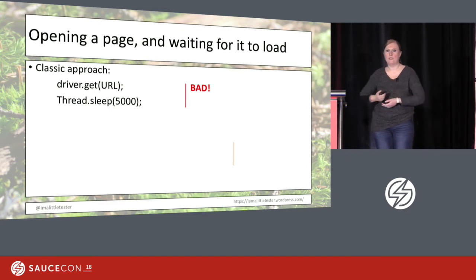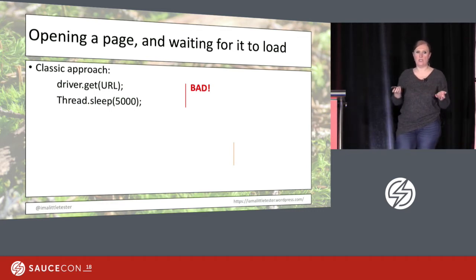Some examples. What is the most frequent thing that we do when we write automated tests with Selenium? We open the pages, right? Because we want to do something on a page. So we're using driver.get. And then in the old approach, we would use the sleep afterwards, right? This is bad. And why is it bad? Because we have the hard-coded timeout there. So we're always waiting for 5 seconds in this case.